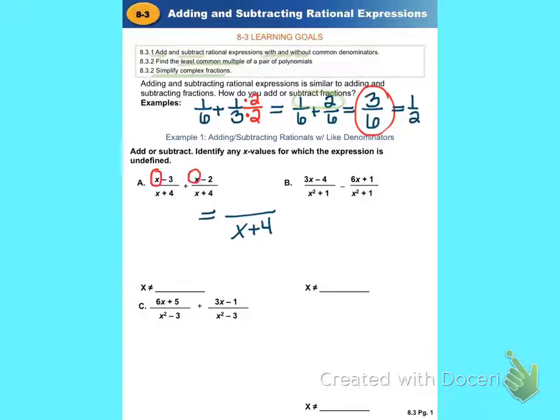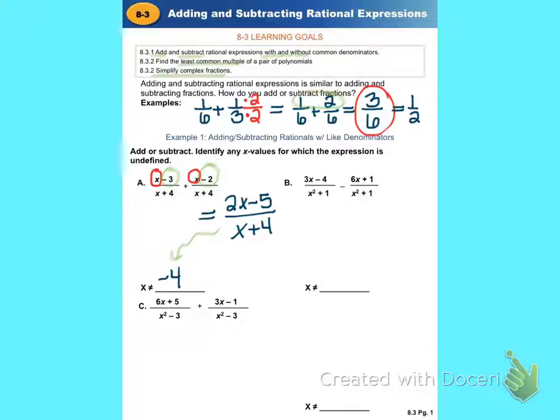I'm going to add the two x's together. x and x is 2x, and minus 3 and minus 2 add to minus 5. So my answer, or my sum, is 2x minus 5 over x plus 4. Now again, in this situation, we want to make sure we clarify which values x cannot have, and so we know that a negative 4 would make the denominator equal to 0, so we want to make sure we exclude that.